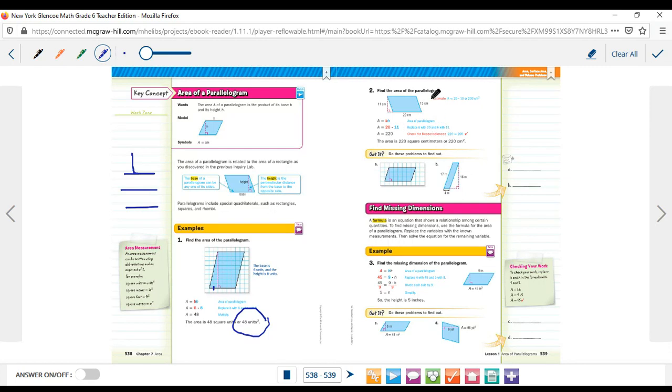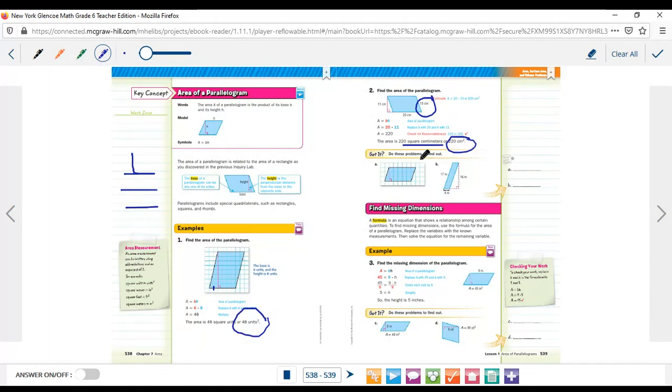And you'll notice that it was in centimeters because these were labeled centimeters. So the area is 220. You can either say square centimeters or you say centimeters squared with the little squared symbol on it. Either way would mean the same thing. Okay, now let's look at letter A.